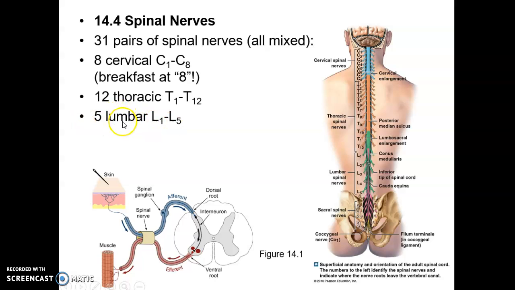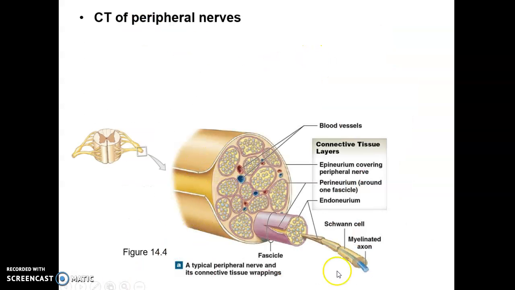5 lumbar, just like we saw with the lumbar vertebrae, we have 5 lumbar spinal nerves. Early separate 5, L1 through L5. Also 5 sacral spinal nerves, S1 through S5, the sacrum. And then down in the coccyx, we have 1 coccygeal spinal nerve. Total of 31 pairs.